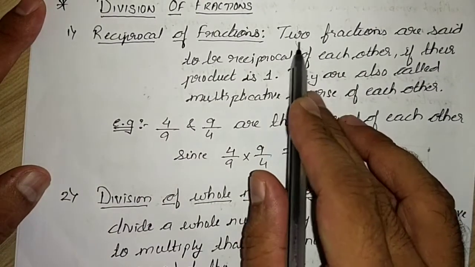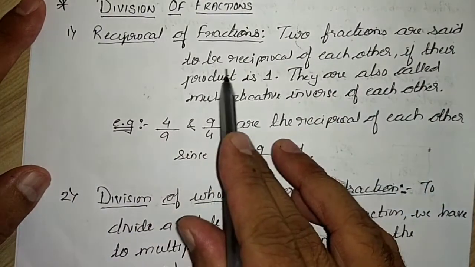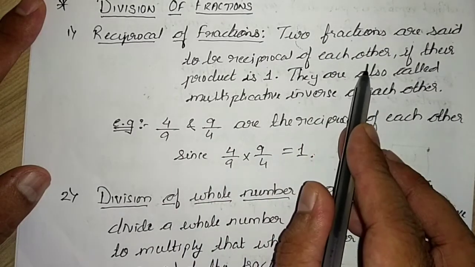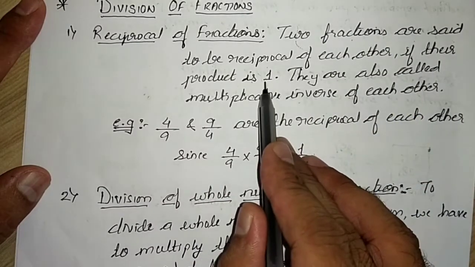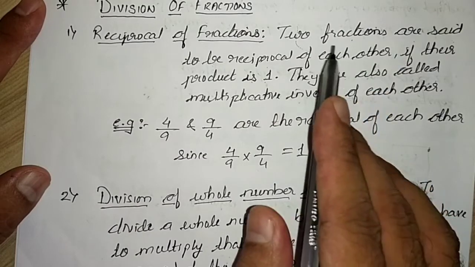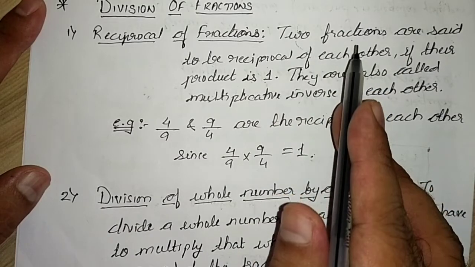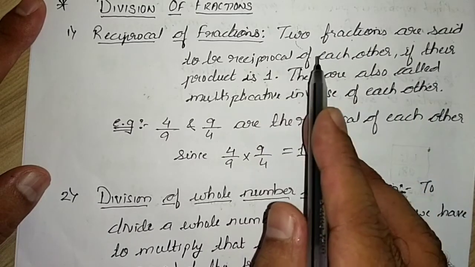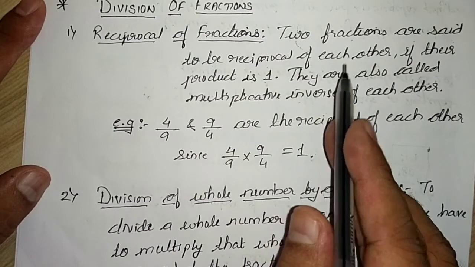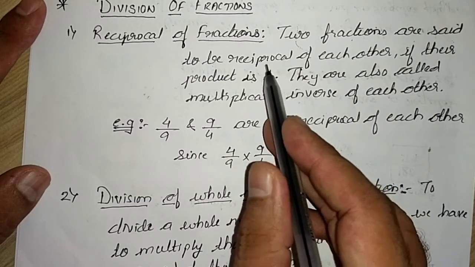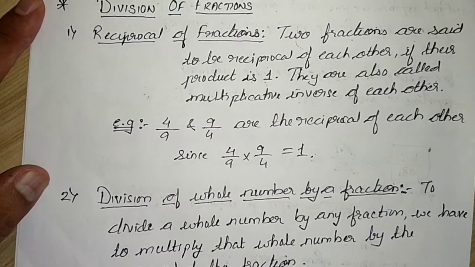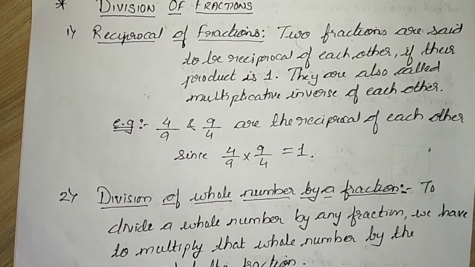Two fractions are said to be reciprocal of each other if their product is 1. If two fractions are there, those two fractions are said to be reciprocal of each other only if their product is 1. They are also called multiplicative inverse.